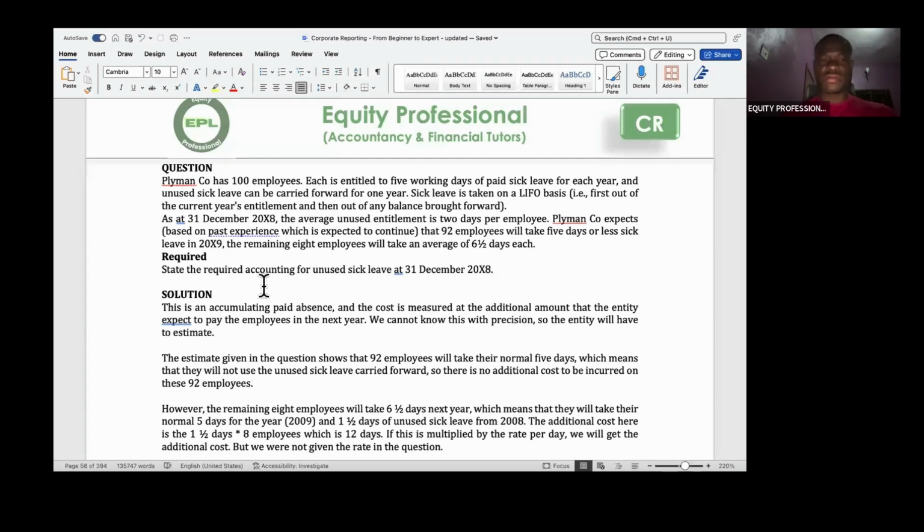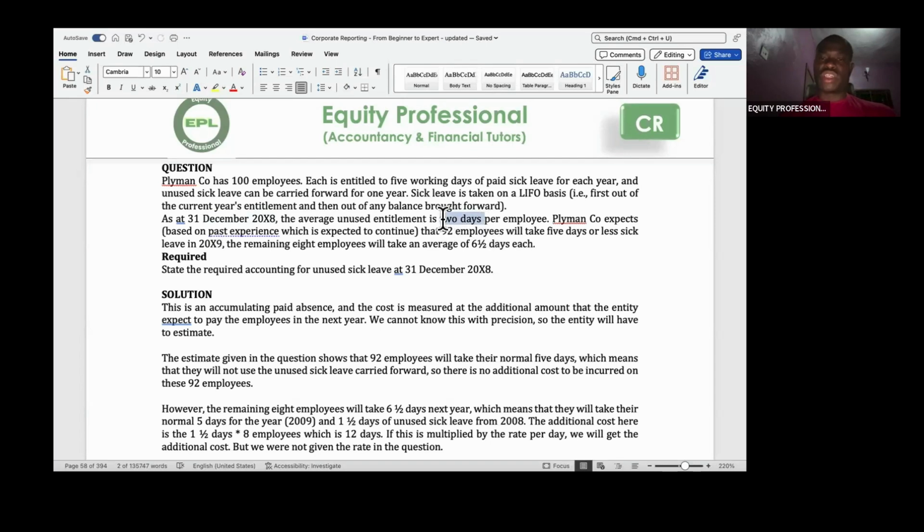So how do we do this? Very straightforward. At the end of the year, we already know that they did not take 2 days, which we still have to carry forward. So how much are we going to recognize as liability? How much do we owe?